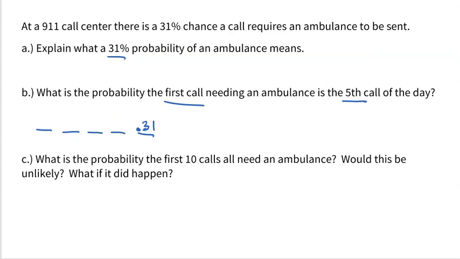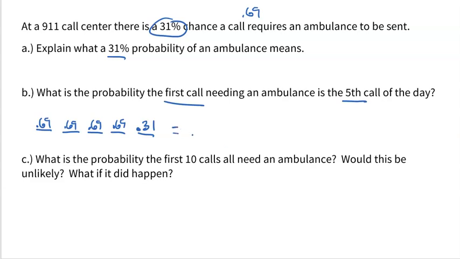Well, if there's a 31% chance that you need an ambulance, then there's a 69% chance that you don't need an ambulance, right? It's just the opposite. So on the first call, didn't need an ambulance. Second call, didn't need an ambulance. Third call, didn't need an ambulance. Fourth call, didn't need an ambulance. And on the 5th call was my first call needing an ambulance.